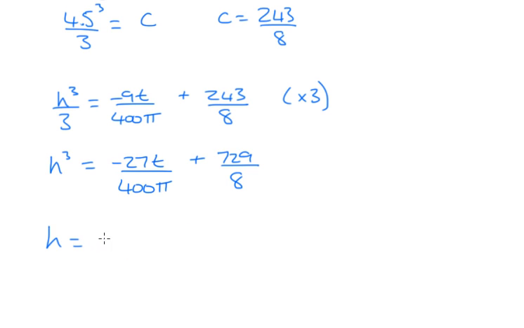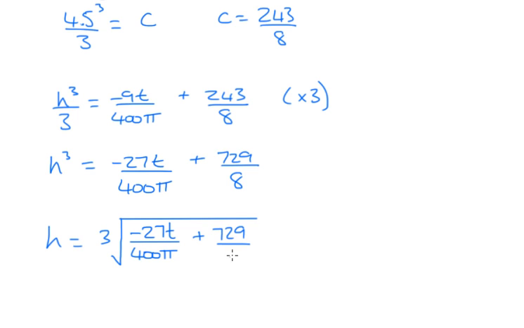So you can write that as a cube root, or you could write it as a power of a third. Minus 27t over 400 pi plus 729 over 8.